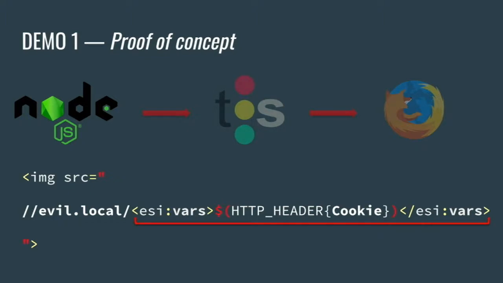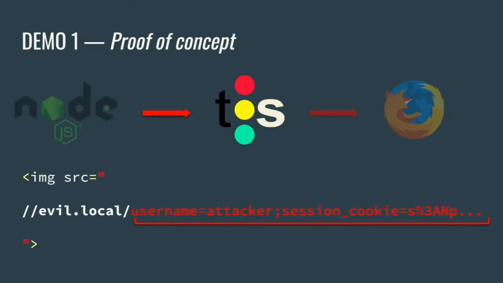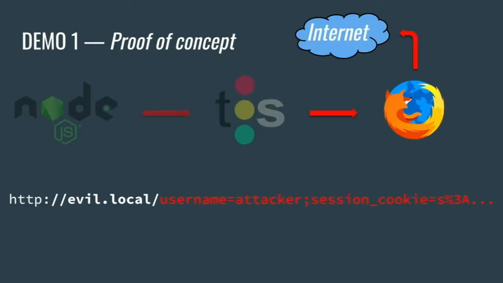So I built an image tag that is pointing to my attacker-enabled server, evil.local, for which the file name that is going to be requested by the victim's browser is an ESI tag. This tag, of course, is basically going to reference the victim's cookies. Once this tag is sent by the application server to the traffic server, it is going to expand it to the user's session cookie, and so the browser is going to request this file, thinking an image is sitting there.